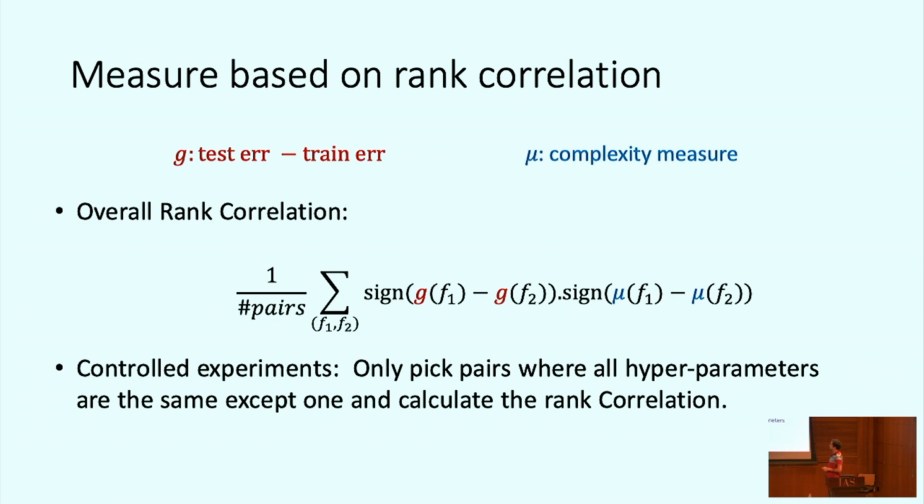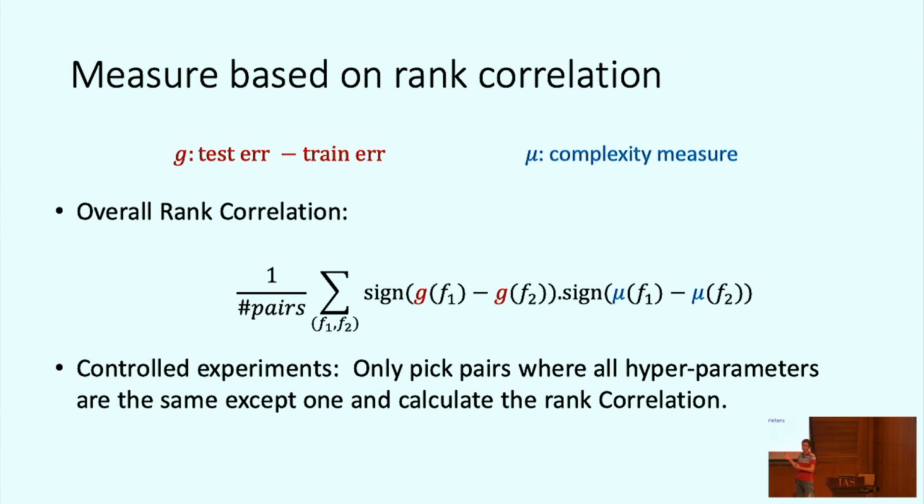Okay, so the first thing we looked at was just overall rank correlation, basically how well these measures can rank models based on their generalization. So G, again, is the generalization gap, which is the gap between training and test error. And mu is our complexity measure that we want to evaluate. And what we do is that we just look at all possible pairs and take sign of G(f1) minus G(f2) times sign of mu(f1) minus mu(f2). So if this is positive, it means that the complexity measure gets the order right. If it's -1, it gets the order wrong.